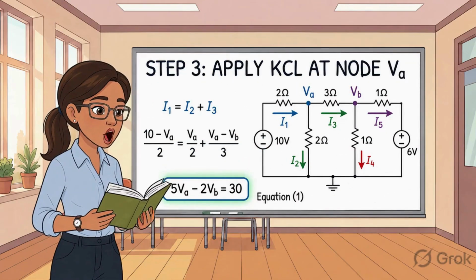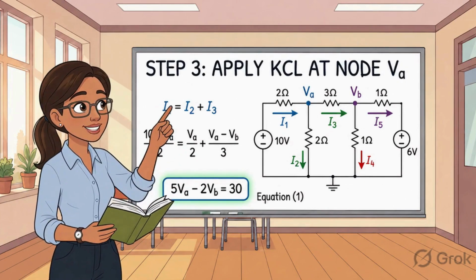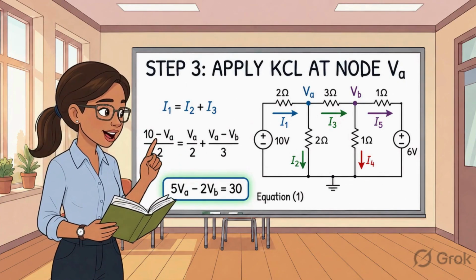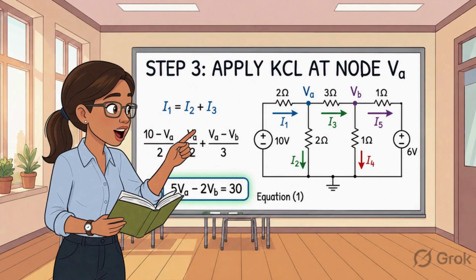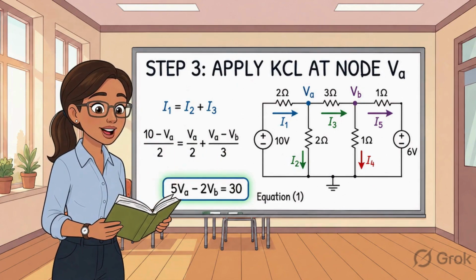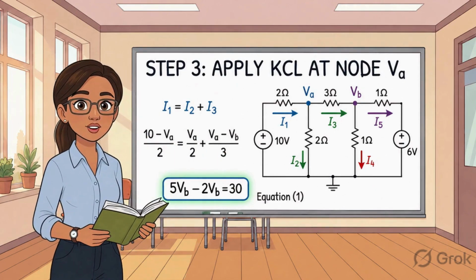Now let's apply Kirchhoff's current law at node VA. According to KCL, the current entering a node equals the current leaving it, so we write I1 = I2 + I3. Let's use Ohm's law for each current and simplify the equation, and that's our first node equation.